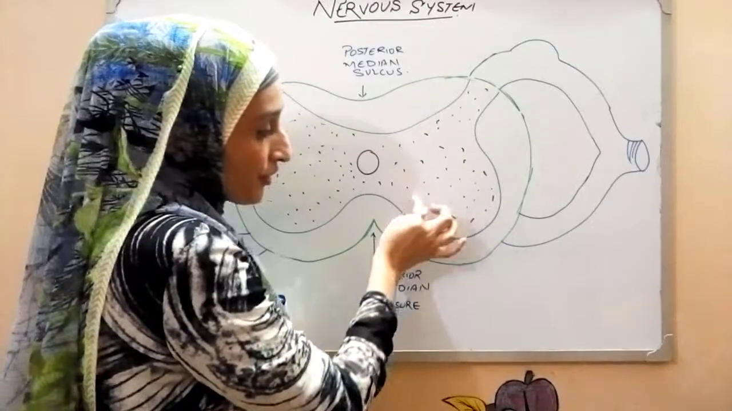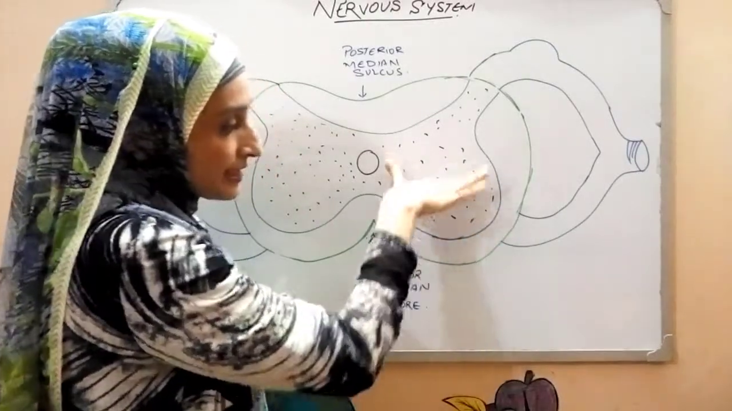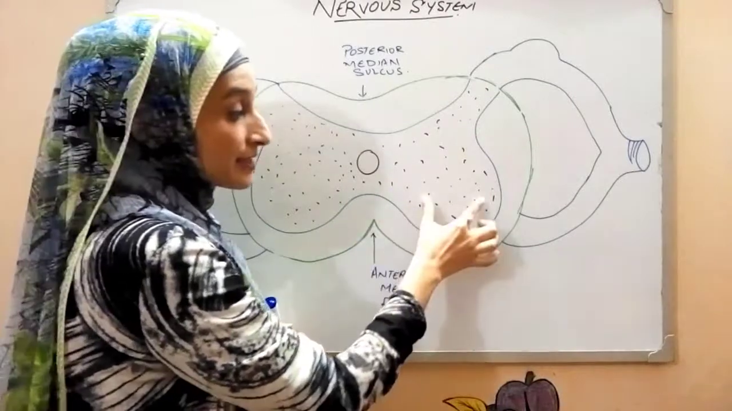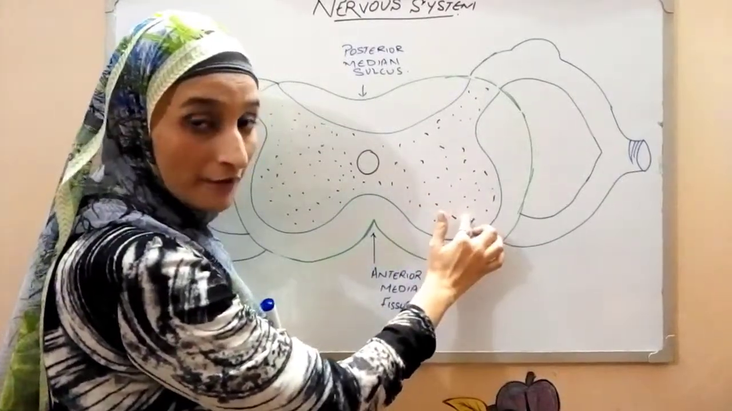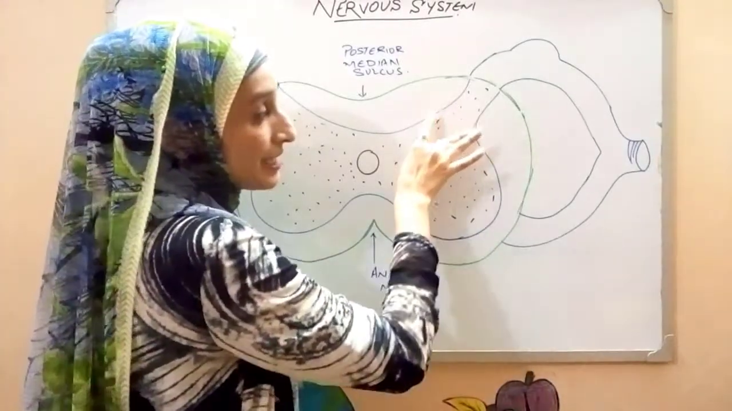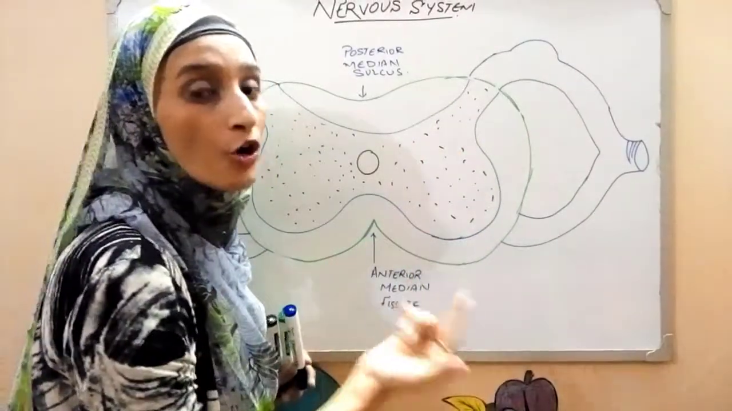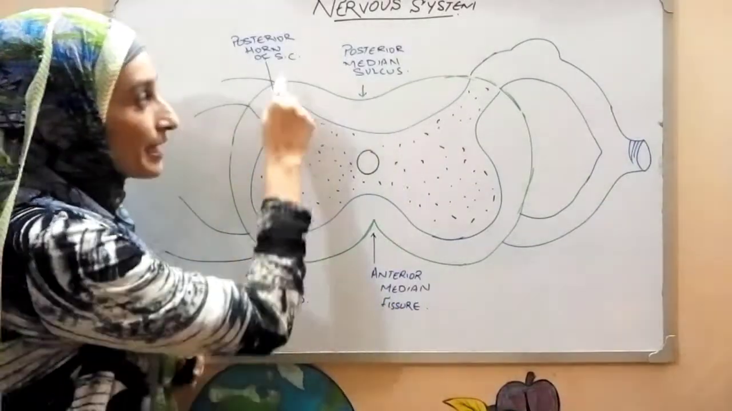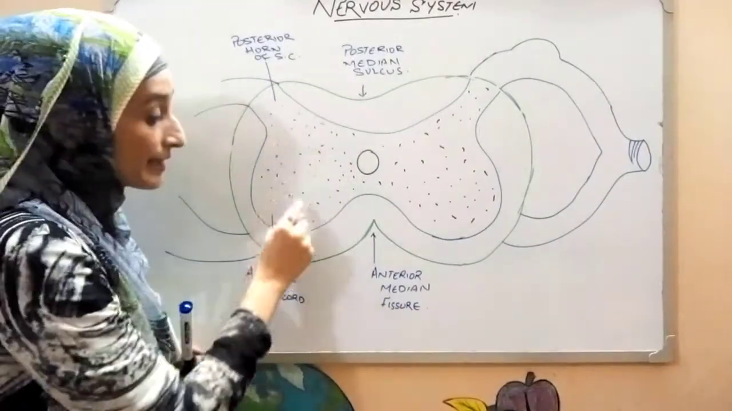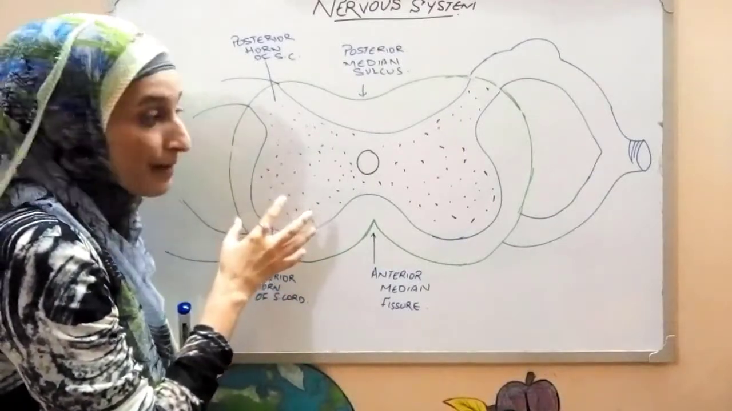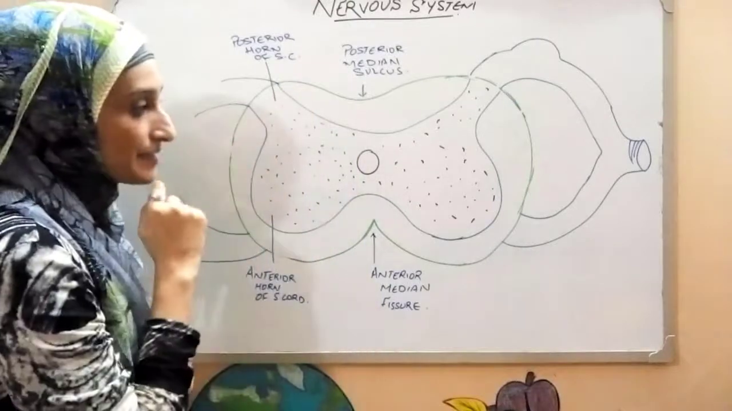The gray matter which is present in the anterior aspect is termed as the anterior horn of the spinal cord, whereas the gray matter which is present in the posterior aspect is termed as the posterior horn of the spinal cord. So we have the anterior horn and the posterior horn, and these horns basically represent the gray matter of the spinal cord. Remember, in the anterior and the posterior aspect.